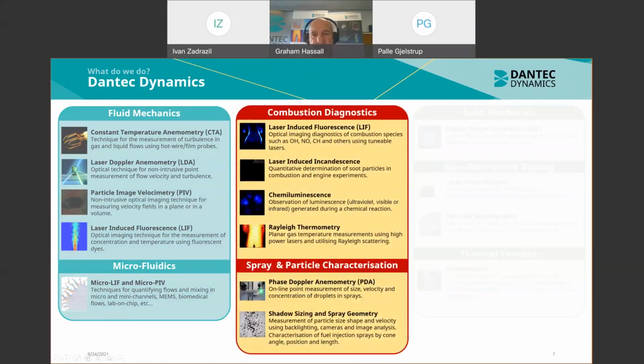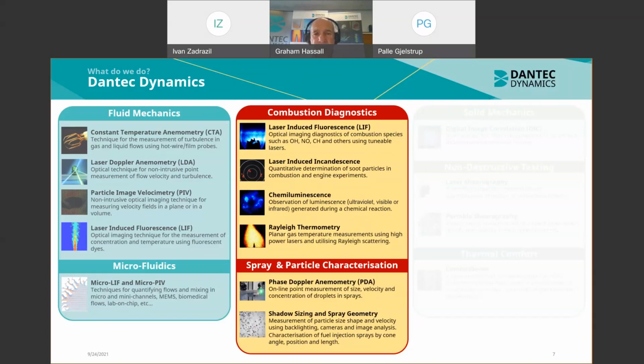We also have an array of combustion diagnostics tools, the most commonly used being based on laser-induced fluorescence, where it is possible to identify combustion species such as OH, NO, and CO, and from this obtain qualitative data and concentration. Another area of interest is the temperature measurement of soot particles in combustion processes, which can be done by observing the incandescence created by soot particles when entering a high-power laser field.